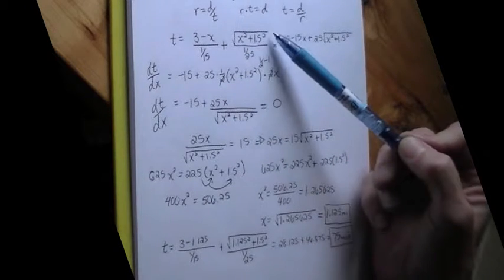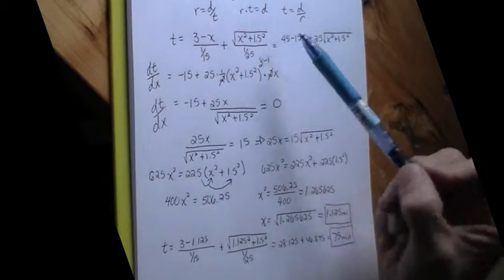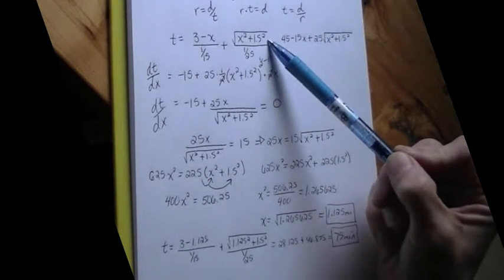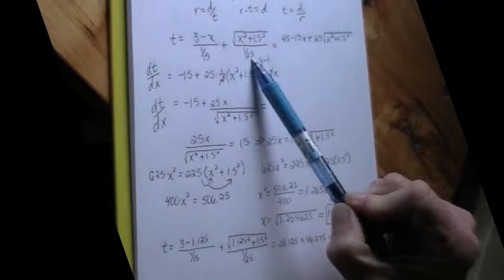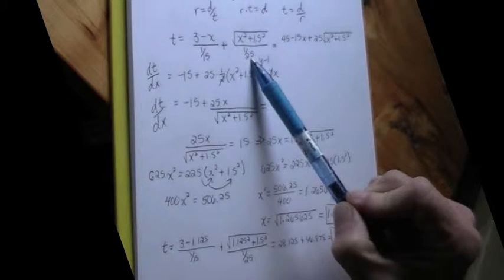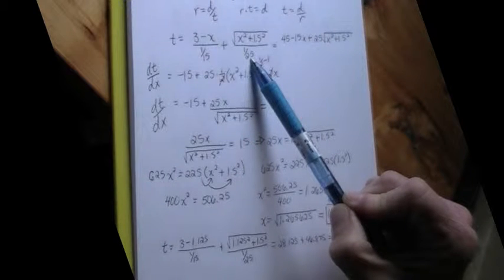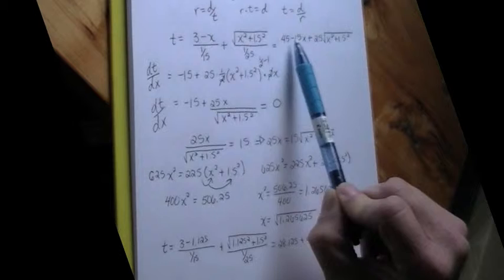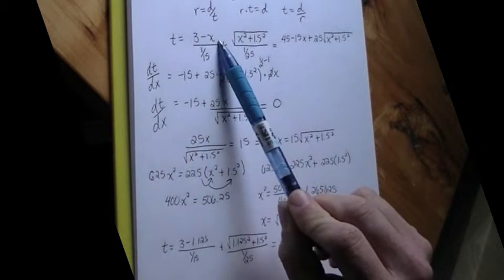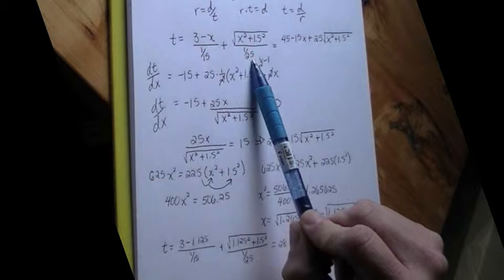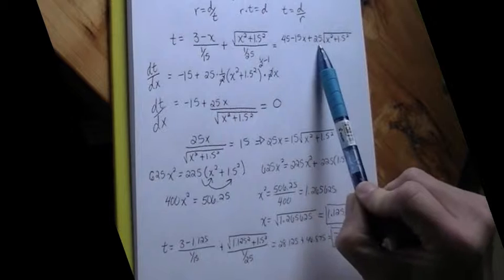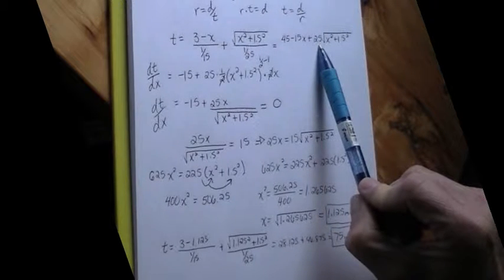Then I add to that the amount of time through the woods. So the square root of X squared plus 1.5 squared is the distance through the woods. I can walk 25-minute miles through the woods, and so 1/25 is my rate in miles per minute. I'm going to clean that up a little bit. If I divide by 1/15, it's the same as multiplying by 15. So I'm going to multiply 3 minus X by 15. And dividing by 1/25 is the same as multiplying by 25. So I'm going to multiply the square root by 25.